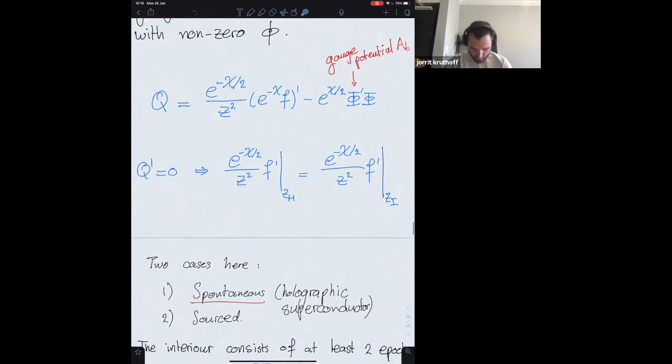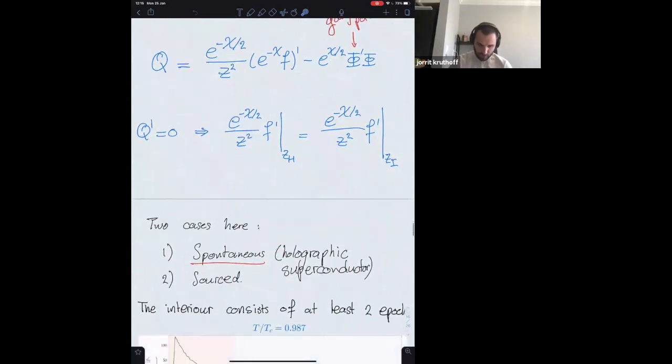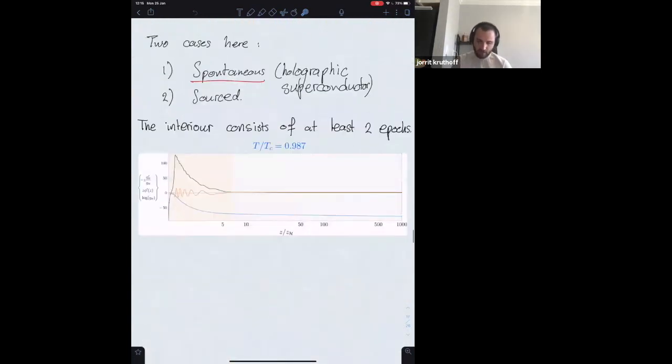Basically, in this charged black hole for the charged scalar, there are two cases that you can distinguish. Either you look at the spontaneous case or the sourced case. The sourced case would be where a non-trivial source is turned on for the scalar field. But the more interesting case that we will be focusing on is the spontaneous case, where there's a non-zero VEV for the dual operator, but the source is zero.